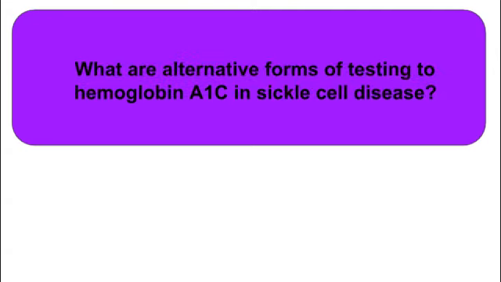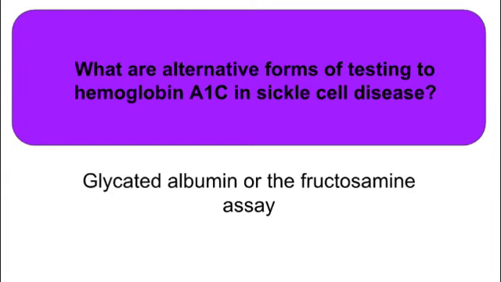What are alternative forms of testing to hemoglobin A1C in sickle cell disease? Glycated albumin or the fructosamine assay.